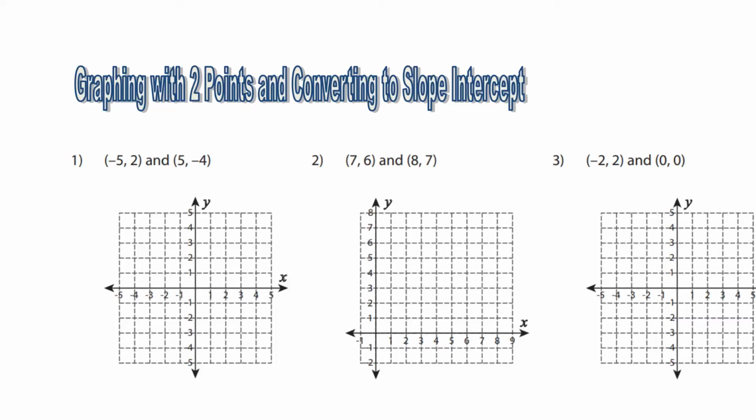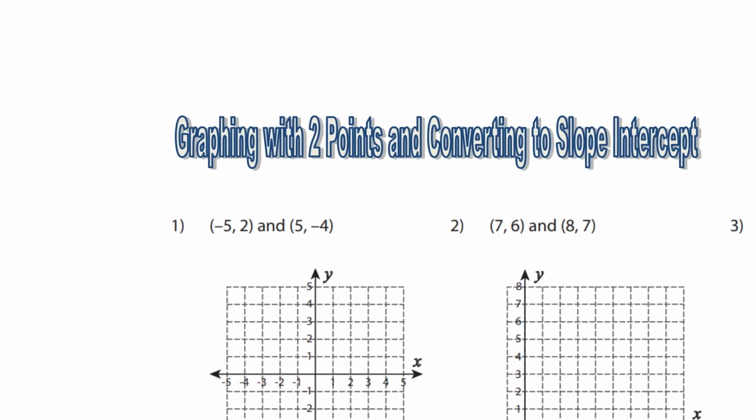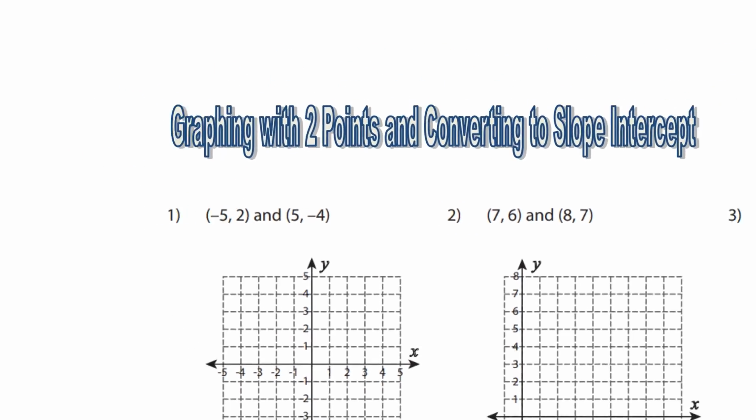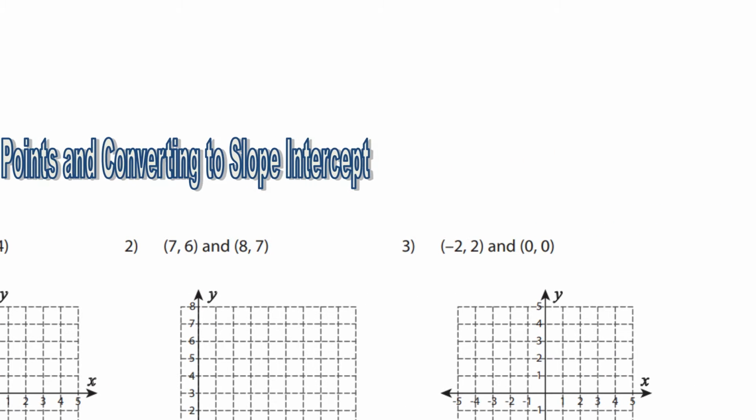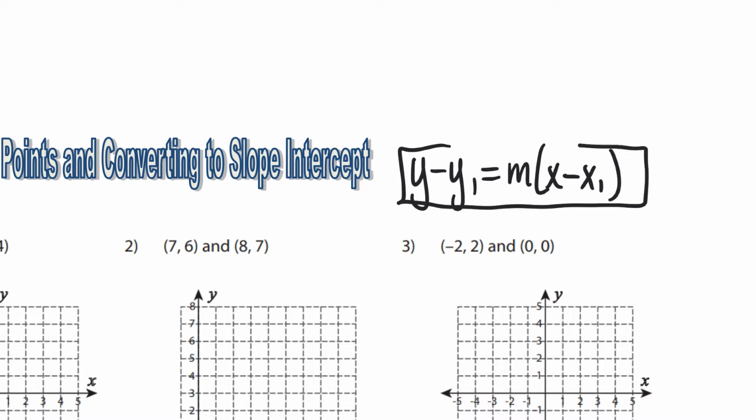Okay, so today what we're going to do is talk about writing equations just given 2 points. Now the way we're going to do it today is we're going to use the point slope form, okay? So we're going to use this form as we write out the equation, okay? Using the point slope.